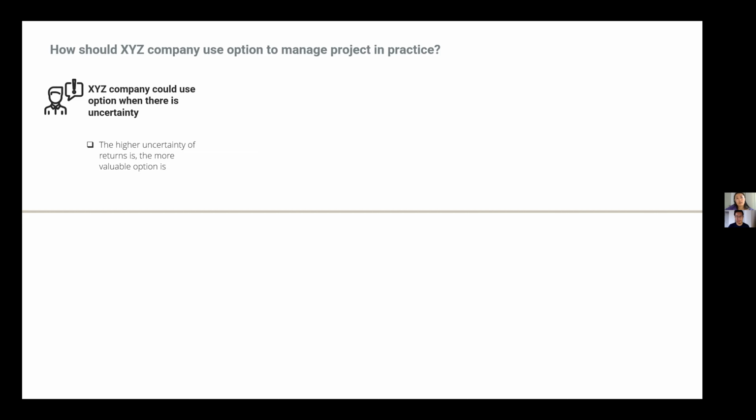If the vaccine only gives an average success, the positive return is not too high or the negative return is not too low, the uncertainty is small, and the option will not give much value to the company.